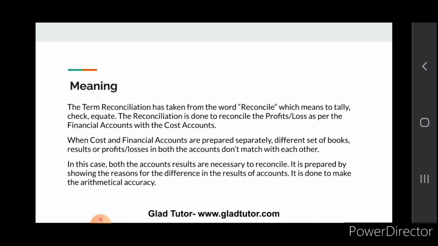When cost accounts and financial accounts are prepared separately, in different sets of books, the profit and loss results do not match with each other. In this case, it is necessary to reconcile both the accounts. That's why reconciliation is done, to show the reasons for the difference in the results of the accounts. It is done to make them arithmetically accurate between both the accounts, so that both the accounts should equate. So this is all about the meaning of reconciliation of cost and financial accounts.